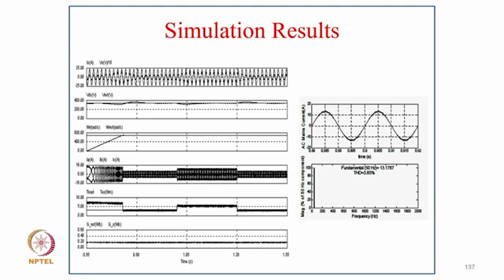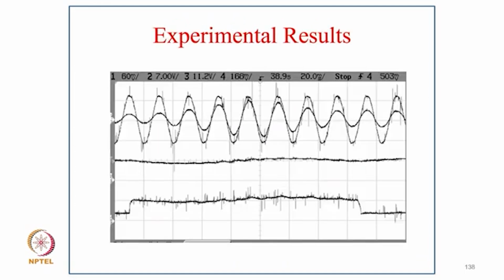You can see the DC link voltage remains constant, and when the load is varying, the voltage also varies as the load fluctuation is shown. But the input voltage and input current remain in phase, and THD remains as low as maybe 3.85%, as you can see in the simulation.